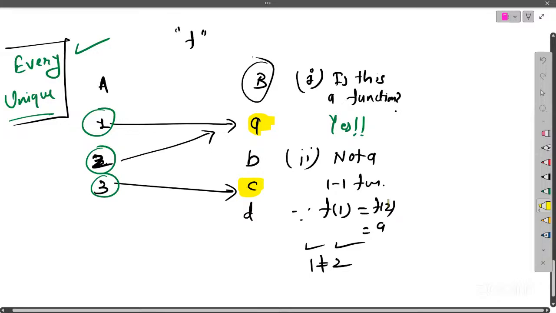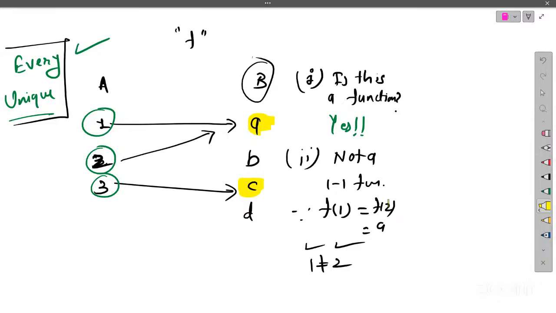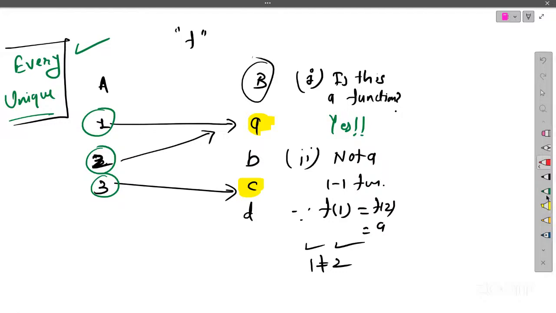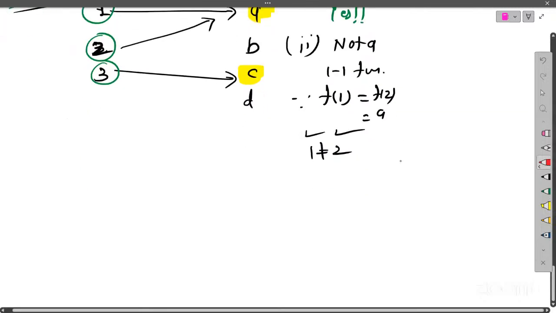So is there any doubt in the 1-1 function or injective function? Is 1 by x a function? Yes, it is a function. But for 0, it is not defined, no? 1 by 0 is undefined. But that function has domain as R minus 0. Okay, so that is another thing.